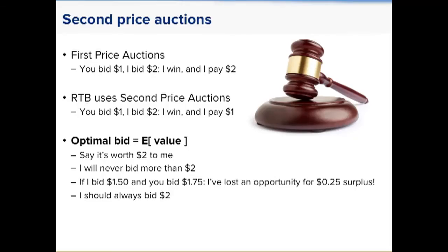He'll say, can I get 5? Can I get 5? Can I get 6? Can I get 6? Okay, 7. Sold at 7. So this is the first price auction, right? If you bid $1 and I bid 2, well, I win, and I need to pay $2. Turns out that real-time bidding uses a different kind of auction called a second price auction. In a second price auction, if you bid 1 and I bid 2, I still win, but I only need to pay 1.